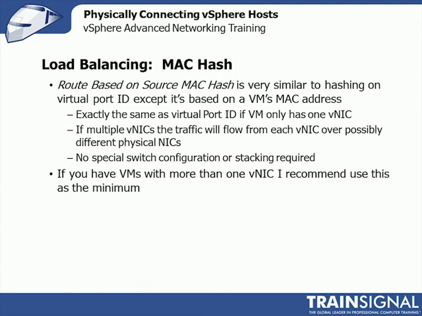So if you had four physical NICs and the VM has four vNICs, your VM is going to hash across all four of those, NIC for NIC. It's not going to be equal. It's going to be one virtual NIC mapping to one physical NIC in the hashing. It doesn't require any special configuration. It's just like virtual port ID. The switches don't need to talk. You don't need to configure port channels or anything like that.